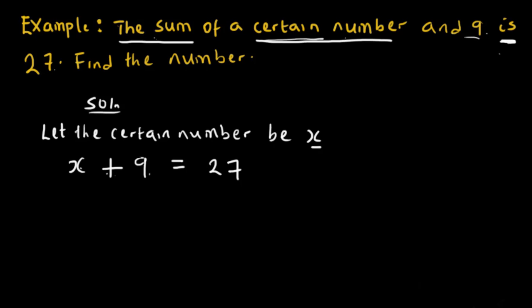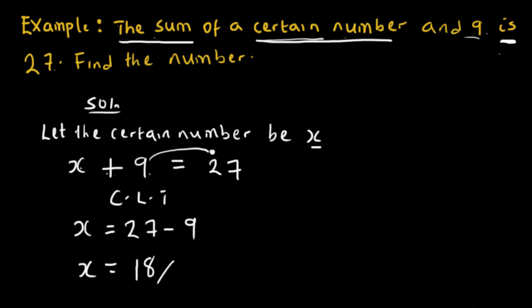So can we find x? Now we collect like terms. 9 goes to meet 27. So we have x equals, and when plus 9 crosses the equal to sign, it becomes minus, so x equals 27 minus 9. So x equals 27 minus 9, which is 18. So it means x equals 18. I hope you understand this.